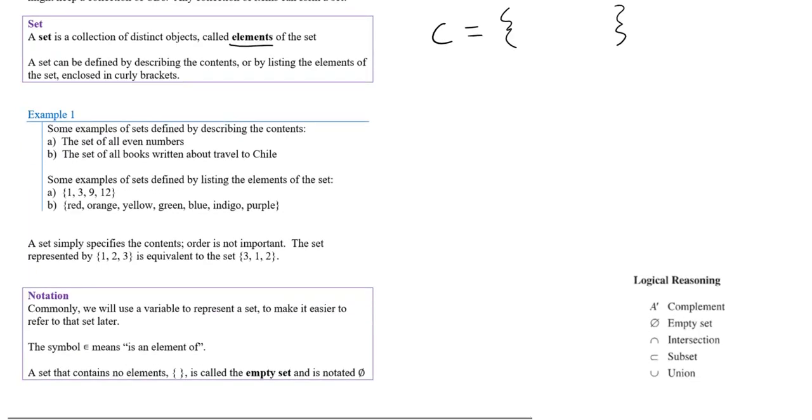For example here, example number one says, some examples of sets defined by describing content. So that could be the set of all even numbers, right? That would be all even numbers as one set. The set of all books written about travel to Chile, right? That could be a set. So an example would be something like this, right? That's how you would write a set, or it could be with words too. It could be numbers, it could be words, just anything in that set. Okay.